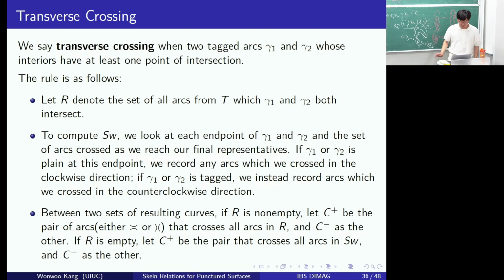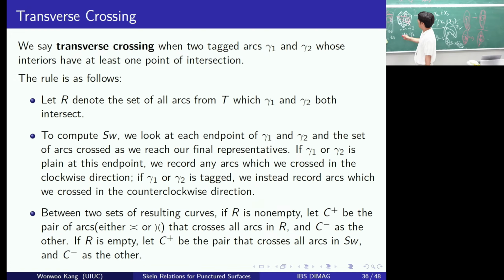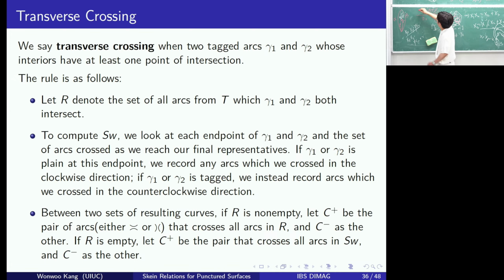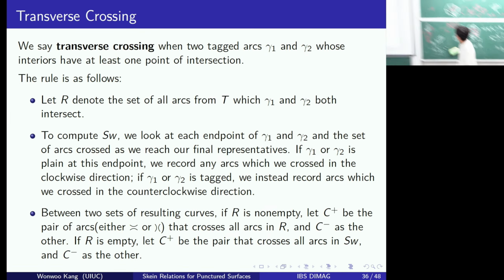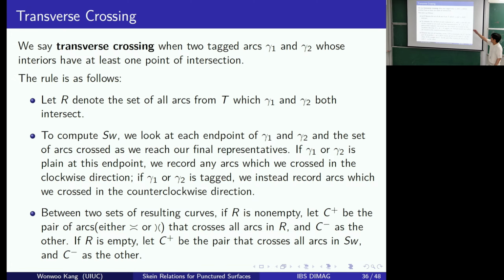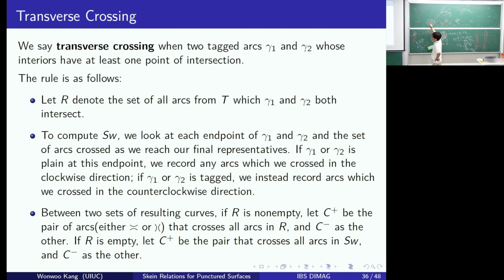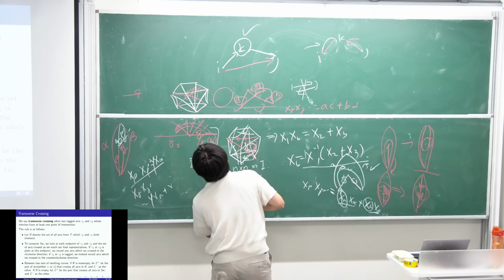And then what is transverse crossing? Transverse crossing is actually this one. So transverse crossing is really the intersection of two arcs, which is just written in fancy language in the text up until there. But defining R and SW is basically the same. R will be the arcs that are both intersected by gamma 1 and gamma 2. SW is a little bit tricky, but really basically the same.